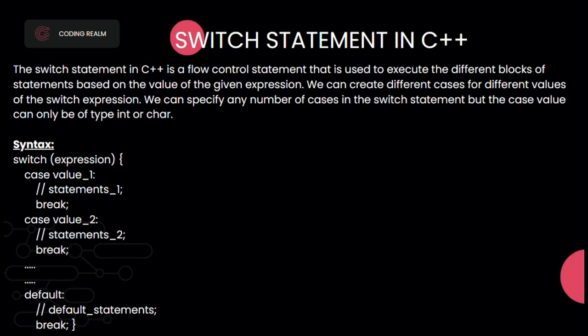Now the switch statement in C++. The switch statement in C++ is a flow control statement that is used to execute different blocks of statements based on the value of the given expression. We can create different cases for different values of the switch expression. We can specify any number of cases in the switch statement, but the case value can only be of type integer or character.